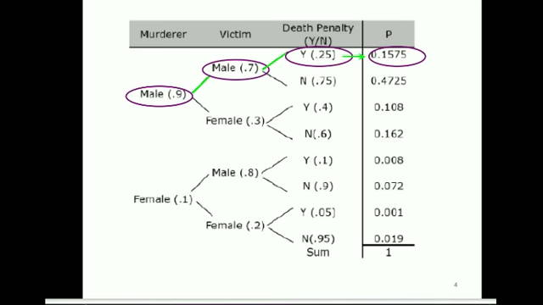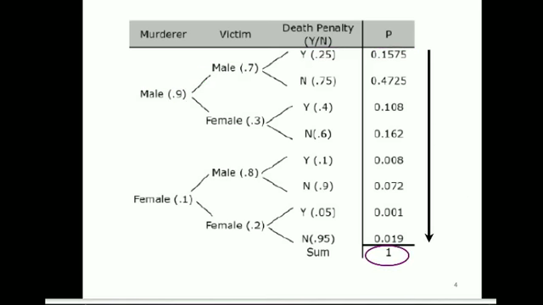And all you simply do is you multiply down each branch here. In this case, we have murderer is male. One of the 2 victims they have is a male or a female. So we're going to look at male killing a male and getting the death penalty. And that probability is 0.1575. And then what you do is, as a double check, that needs to add up to 1. Okay?